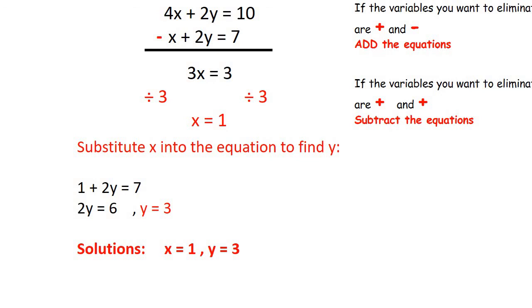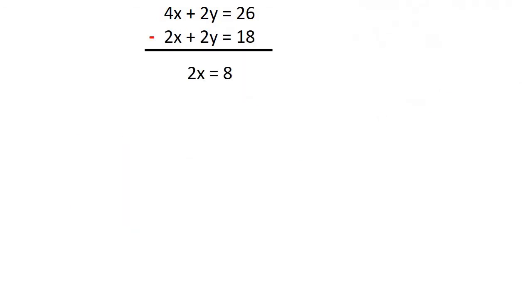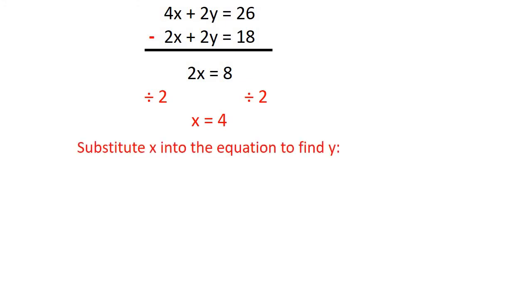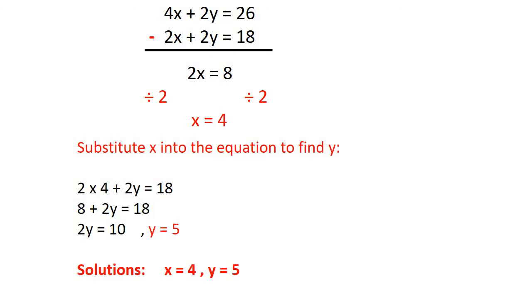Okay, so the important thing that you need to write down is the rules on the right hand side here. If the variables you want to eliminate are plus and minus, you add the equations. If the variables you want to eliminate are plus and plus, or in fact minus and minus, you subtract the equations. So different signs you add, same signs you subtract. There's another one there, if you want to go through that in your own time to double check your understanding.